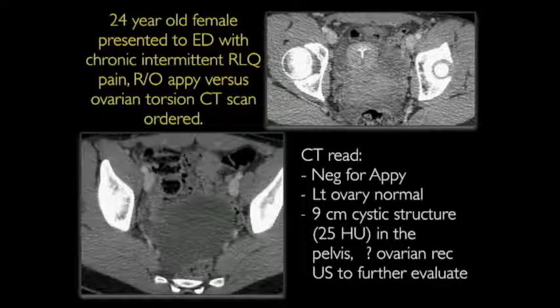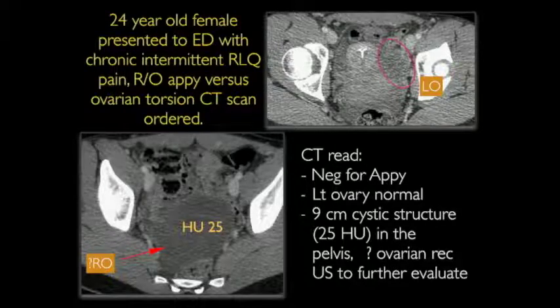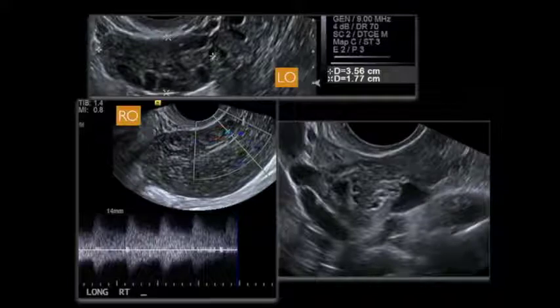acutely. Like in this case, a 24-year-old young woman presented in the emergency room with chronic intermittent right lower quadrant pain. It was rule out appendicitis versus ovarian torsion. And the appendix was normal. We noted the left ovary, and the right ovary, we said, oh, there's perhaps a benign appearing cyst. But the patient ended up having an ultrasound, and look what we found on the ultrasound.